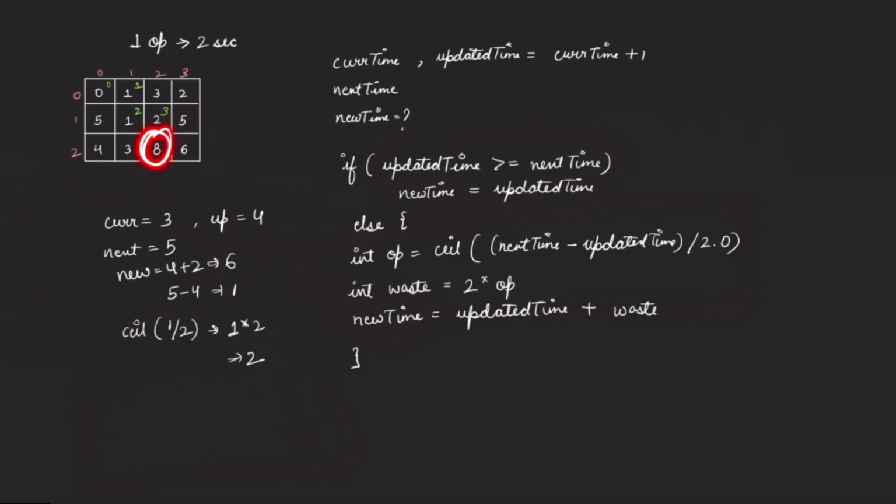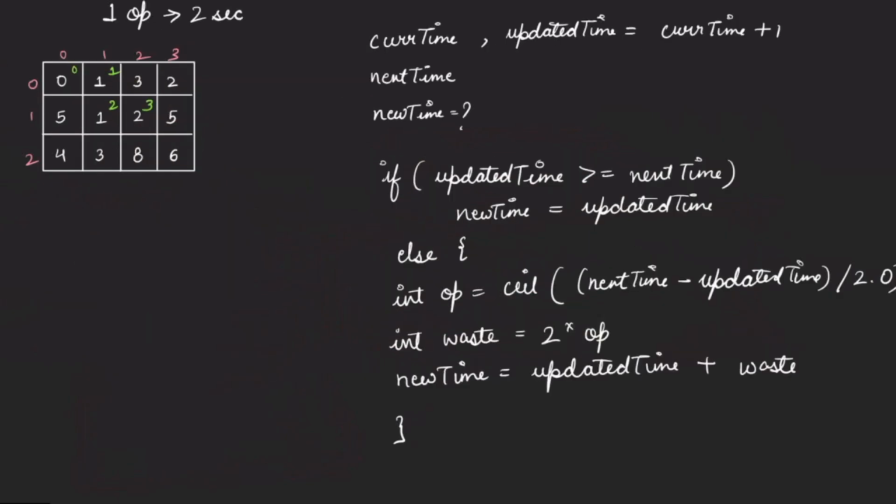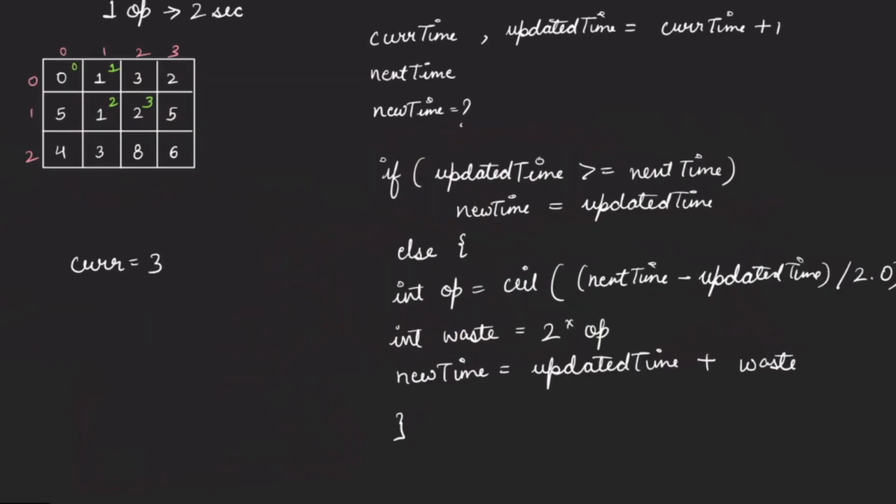Let's identify for this 8 also. Let's suppose we are moving from this 2 to this particular cell 8. Then what will happen? Your current time will be 3, and the next time will be 8. The new time we need to identify, and the updated time will be equal to 3 plus 1, that is 4, right?